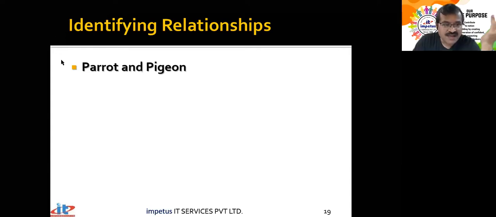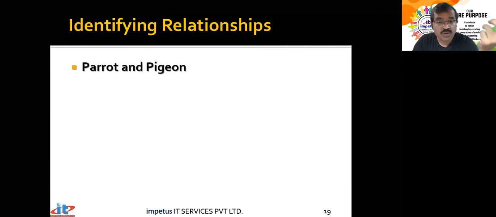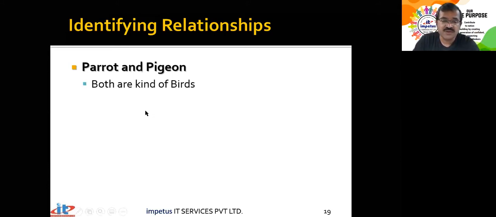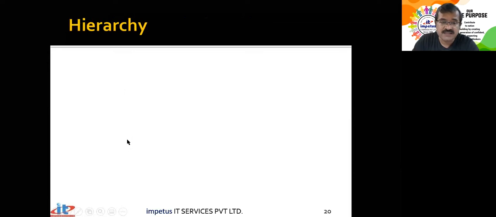Sharing means you have to remember, there is sharing. What are they sharing? Feathers, wings. Structure and behavior both. Yes, sir. The type of bone is hollow bones, the behavior is flying. They are sharing both structure as well as behavior. So that is the correct answer. Both of them are a kind of bird. They share common structure and common behavior. It's a class relationship, and that is inheritance.